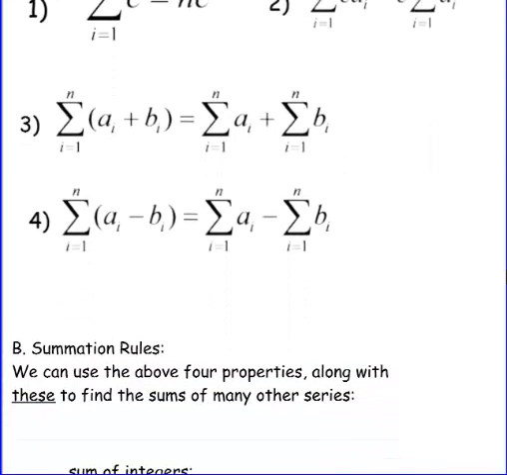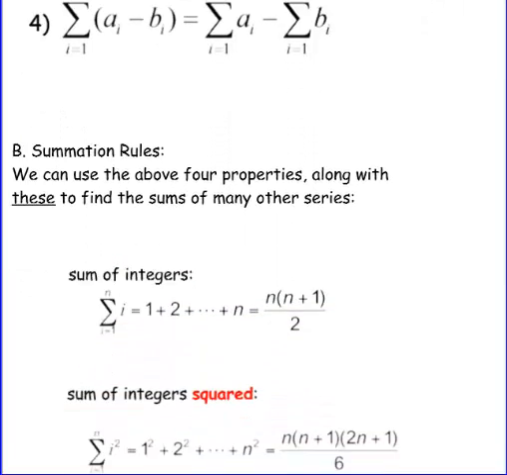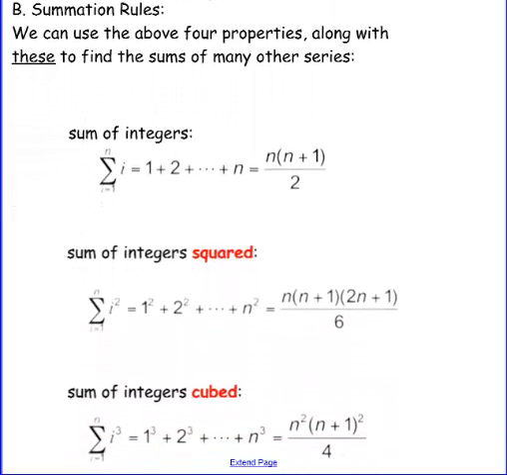Then we have some summation rules that are really helpful. You can use the properties that we were looking at above, plus these rules to help you simplify some series. So for this first one, remember the very first example I showed you was from 1 to 100 of i. So it's 1 plus 2 plus all the way to 100. Actually, I think it might have been the squared version. But that's still a lot.